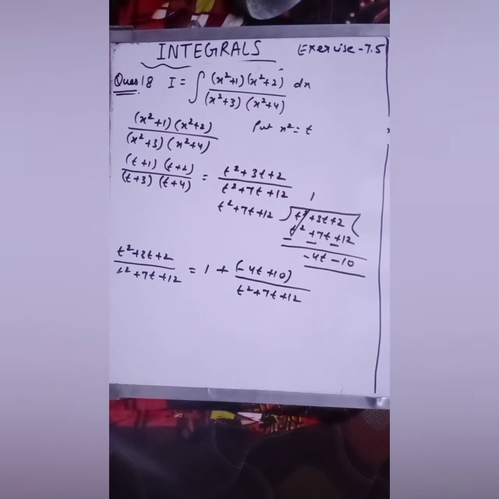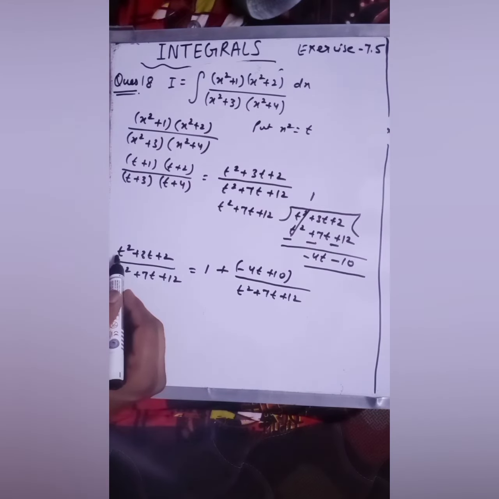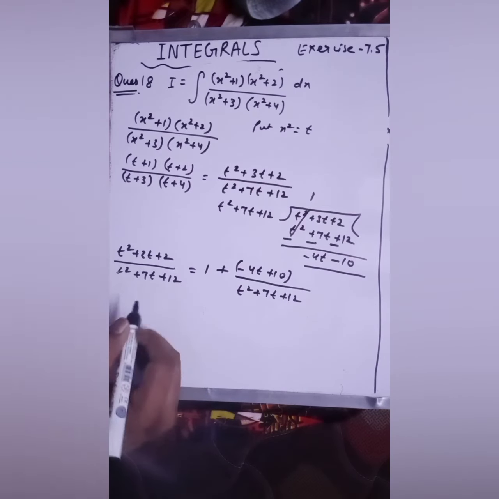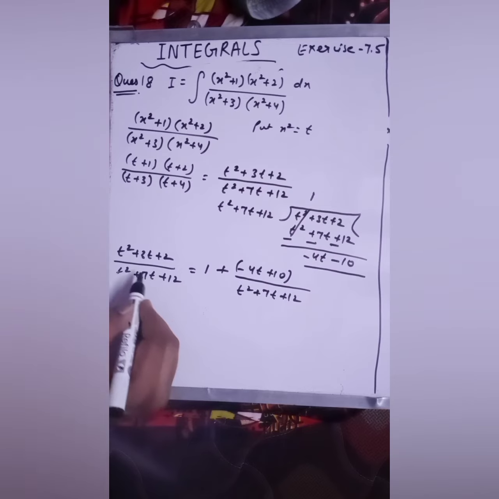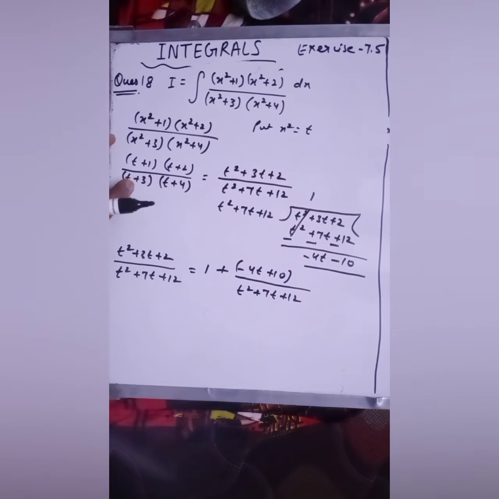Here directly you have to replace this t by x square. Because you have put that t is equal to x square, so I'm writing x square at a place of t. So this can be written in this form.